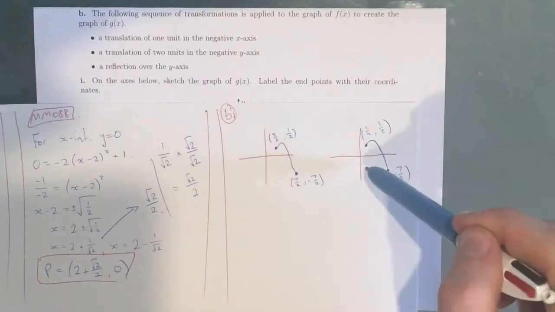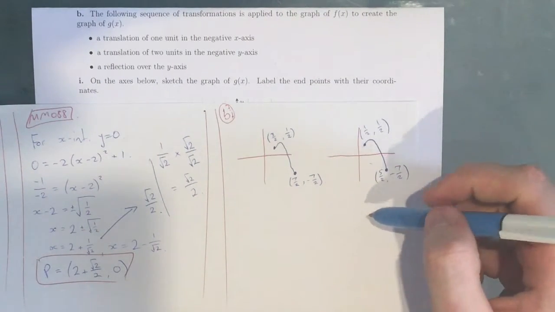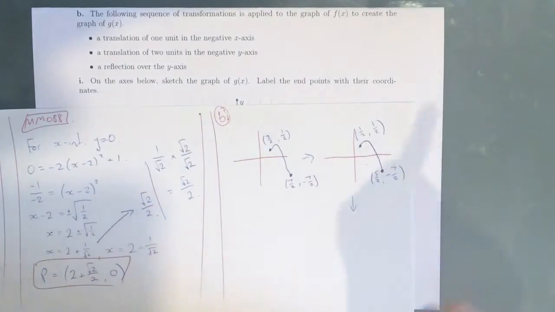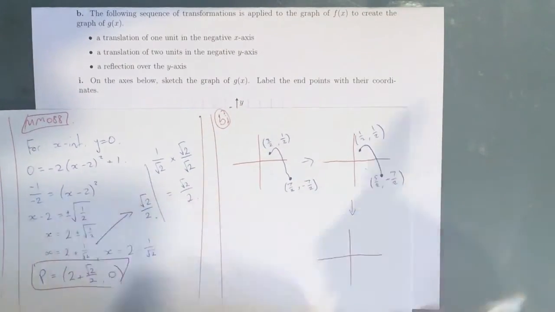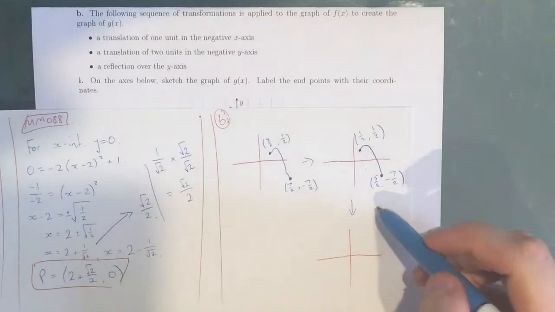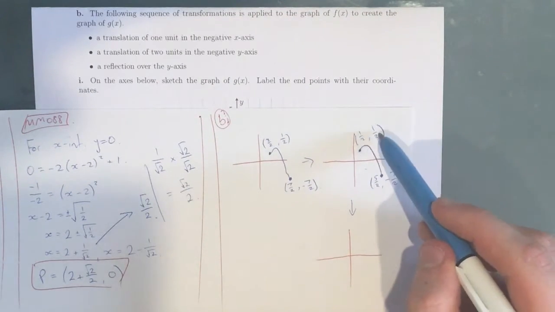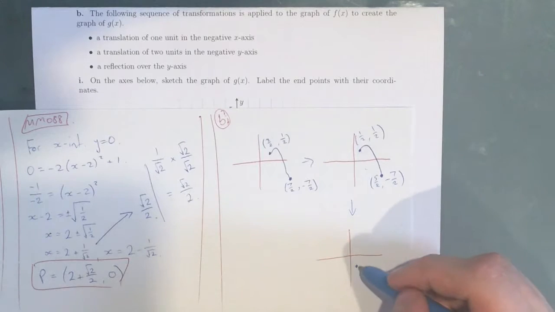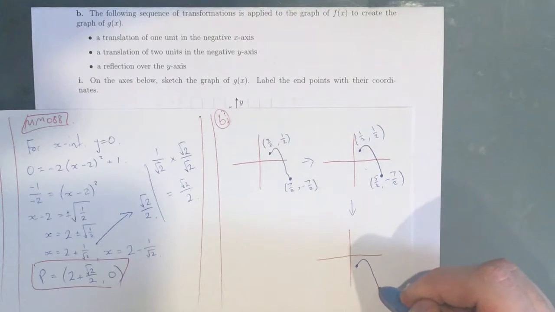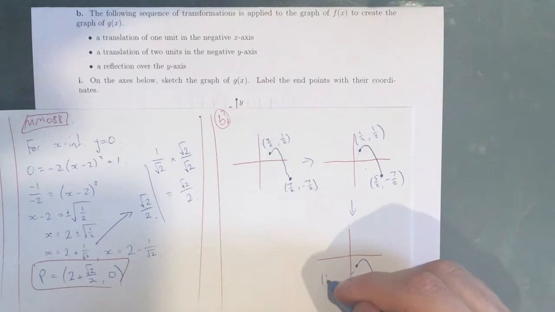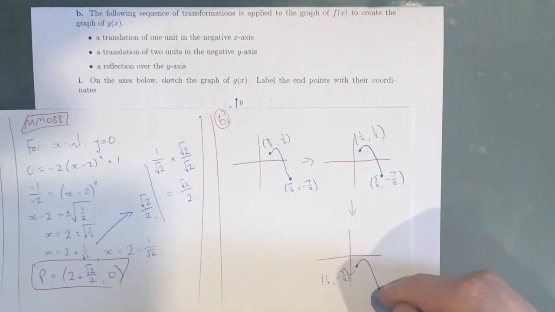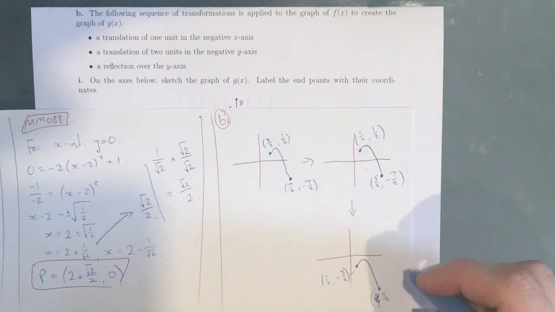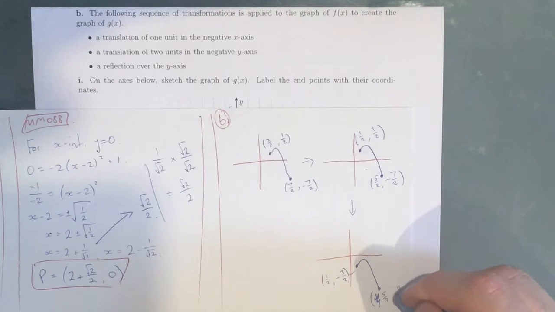Then what would happen if we translated this graph 2 units in the negative y direction? The x values would stay the same, and we'd have 1/2 take away 2, which is negative 3 on 2. So we'd have this to here, which would be 1/2, negative 3 on 2. And here would be 5 on 2, and then negative 7 on 2 take away 2. So that would be negative 11 on 2.